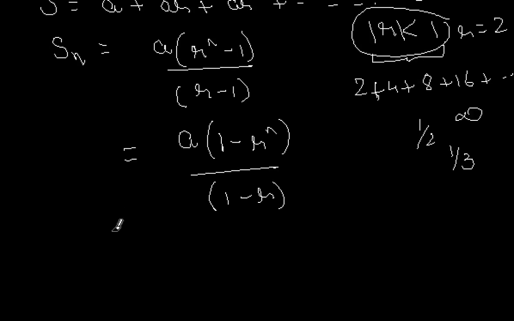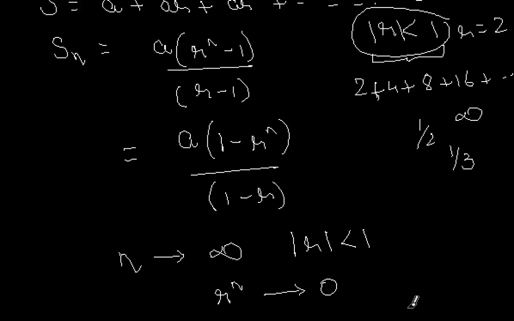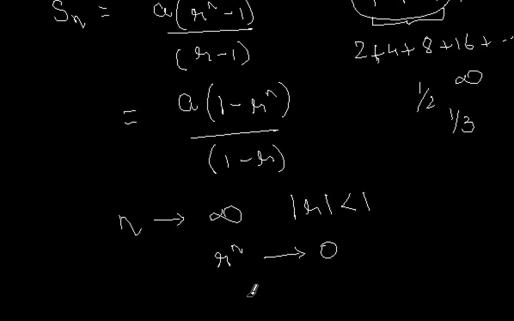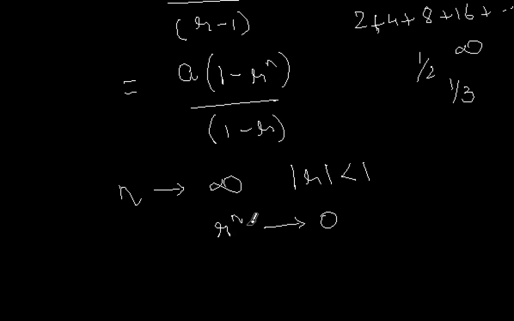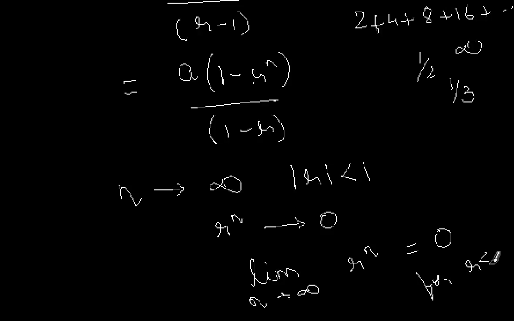Now for infinite terms n tends to infinity, and we know that the modulus value of r is less than 1. So what does this mean? As n goes to infinity, r to the power n will go to 0, because it is the nth power of a very small number, and the limit of r to the power n as n tends to infinity is 0 for r less than 1.